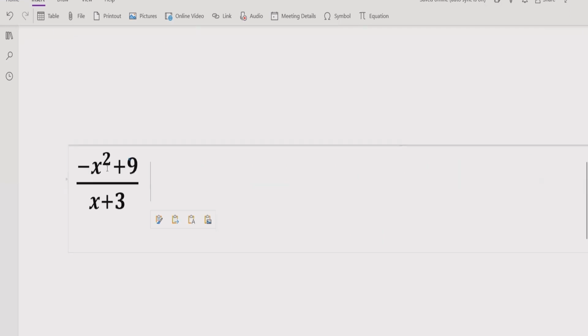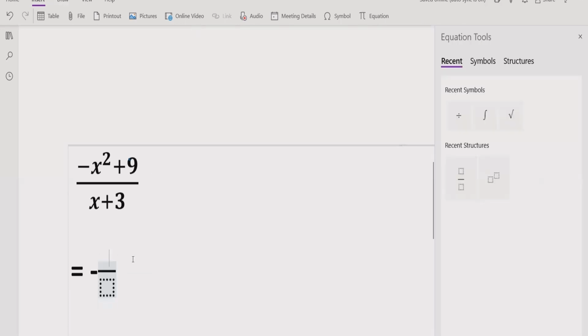As we have here minus x square plus 9 divided by x plus 3. So we have to solve this expression. First, what we can do is take the common minus from the numerator and write it this way: x square, and then minus 9, and we will write the bracket. We write the bracket here because we took the common minus, and in the denominator we will write x plus 3.